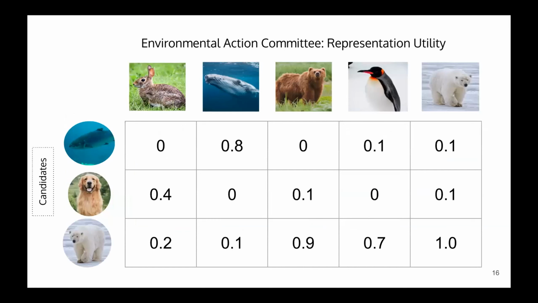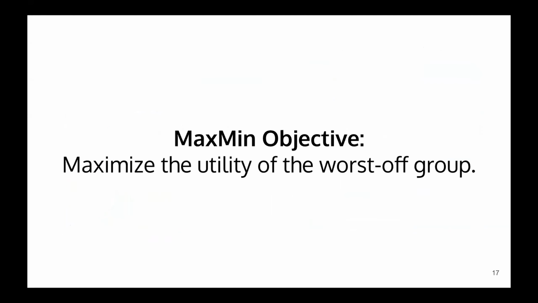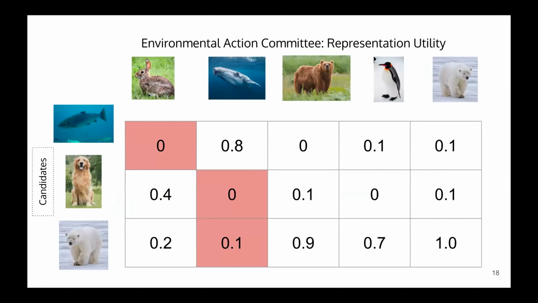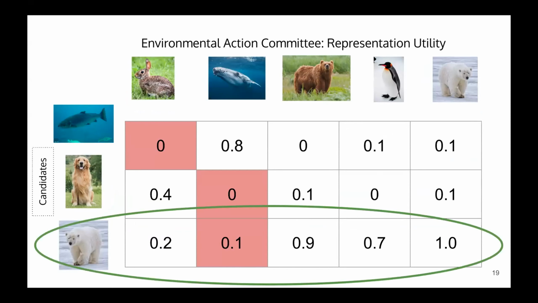And so, for example, as I said, we can have utilities across each group, between each subgroup and each candidate. And so one thing that might come to mind is, okay, why don't we just maximize the utility of the worst off group? This makes sense, and here's an example. So in this case, the max-min solution is going to be picking our polar bear as the candidate, because for the worst off group, we achieve the best value.